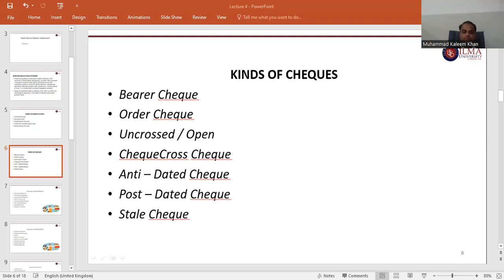Stale check. If the check is presented for payment after 6 months from the date of the check, it is called stale check. A stale check is not honored by the bank.